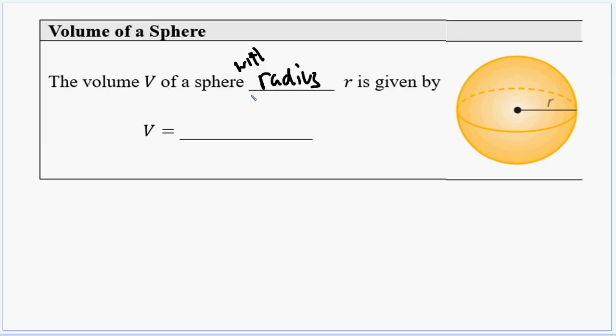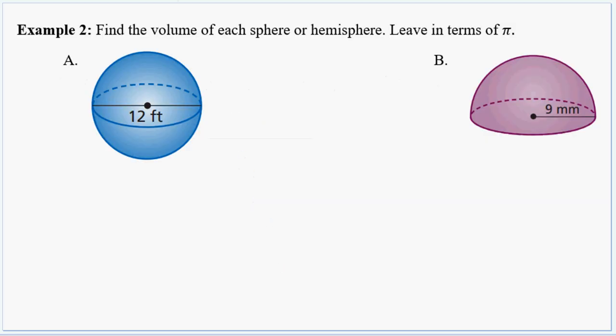The volume is given by volume equals 4/3 pi r cubed. We just need the radius, we plug it in, and we can find the volume of any sphere. Let's try that out here in example 2. In example 2, it's a full sphere, and they've given us the diameter, so we are going to cut that in half. Our radius is 6. They do say here at the end, leave answer in terms of pi.